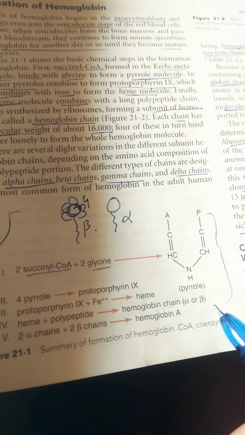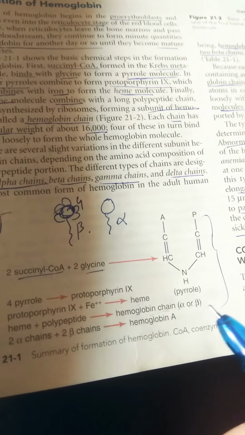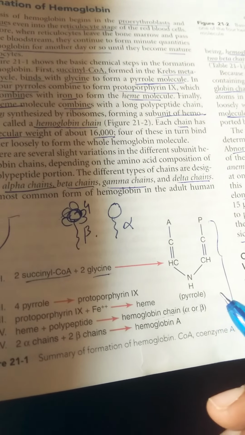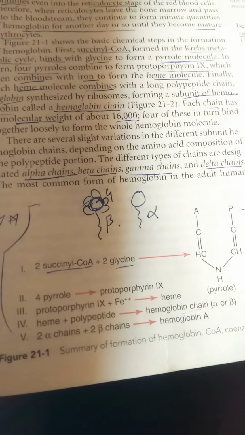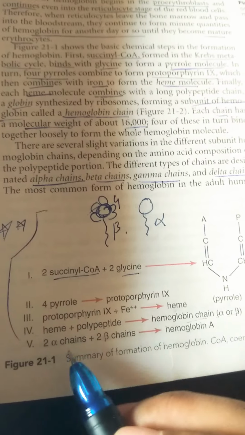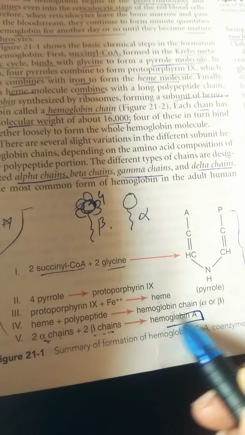Each hemoglobin chain has a molecular weight of about 16,000, and 4 of these bind loosely to form the whole hemoglobin molecule. You can see there are 4 chains which together bind and form the hemoglobin molecule. So 2 alpha chains and 2 beta chains together form hemoglobin A. This hemoglobin A is mostly evident in adults. So yeah, we'll come back to our theory part.